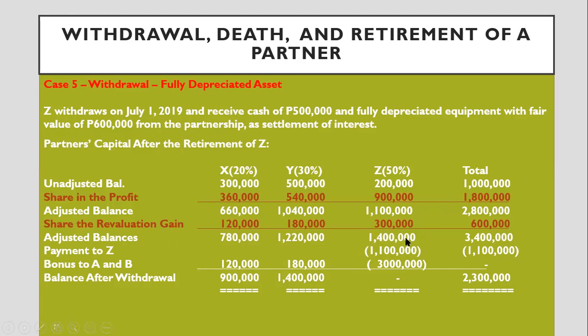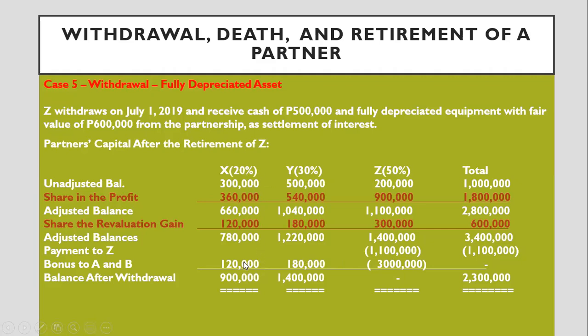This is the same problem. And the payment was 500,000 plus 600,000, so lesser than the actual capital of 1,400,000. So the 300,000 is a reduction from his capital, and this 300,000 will be given to the old partners to be shared using the P&L ratio. So this increased the capital of X and Y.